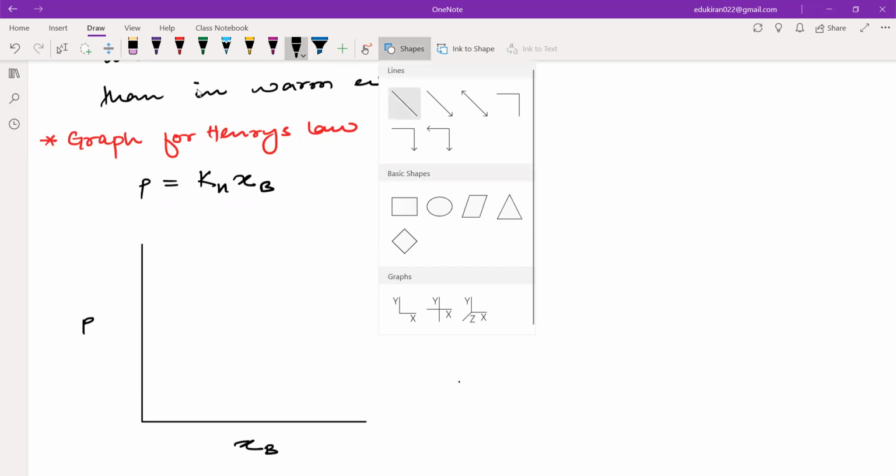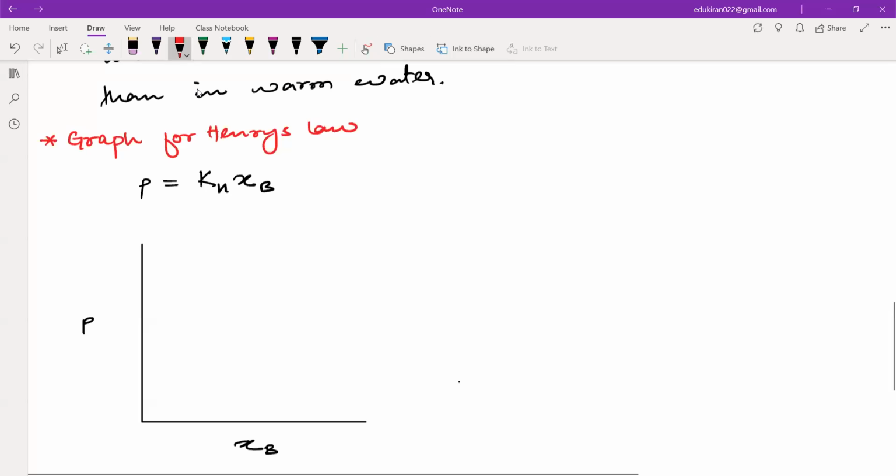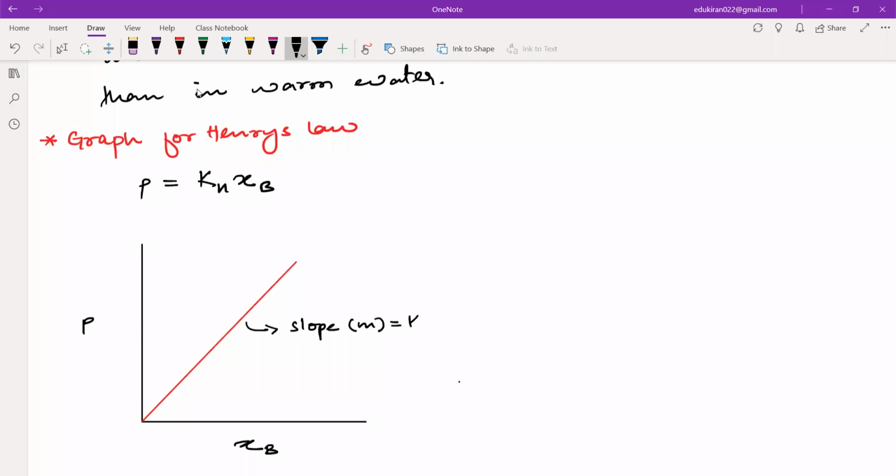ठीक है. And what type of graph will be here? You will be having graph that is passing through the origin, right? Yes or no? है ना? A plot that is a line passing through the origin. Y is equal to mx टाइप का ग्राफ है, जिन लोगों को थोड़ा मैथ्स आता है. Yes or no? Yes. Okay, so y is equal to mx type of graph है. What is the slope here? Slope, that is m, that is equal to kh. ठीक है? The slope of the plot between the partial pressure of gas in vapor phase and the mole fraction of gas in the solution gives you the kh, the Henry's constant. Slope is equal to kh. ठीक है? So this is the graph for Henry's law.